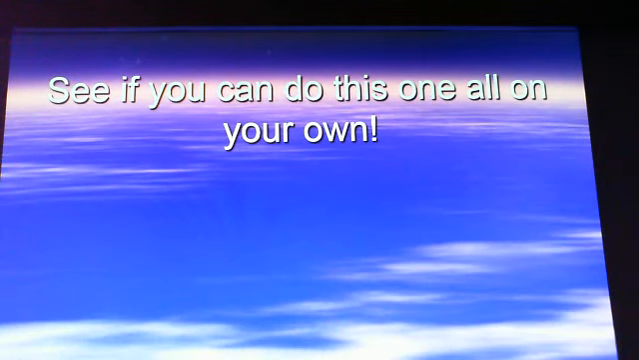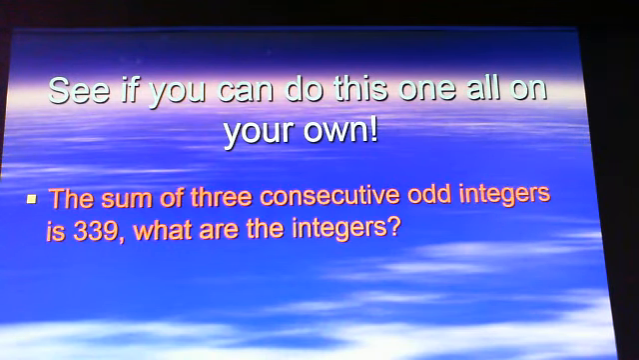Let's look at a more difficult one. Oh, this one isn't more difficult. The sum of 3 consecutive odd integers is 339. What are the integers? Let's see if you can do this whole problem. Not just set it up, but set it up and solve it.